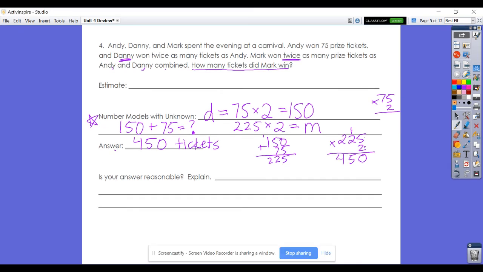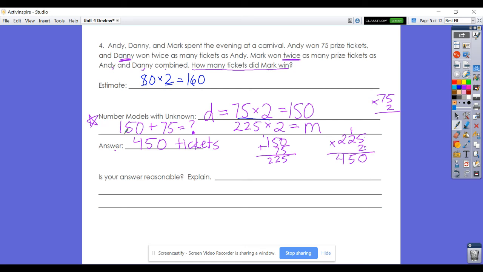Now again, the estimate's going to follow the same steps, just working with friendlier numbers. So remember how I did 75 times 2 as my first step to find out how many tickets Danny had? Maybe instead of 75, I'm going to do 80 times 2, so I have a nice, easy extended fact right here. You know what that would be? 160.